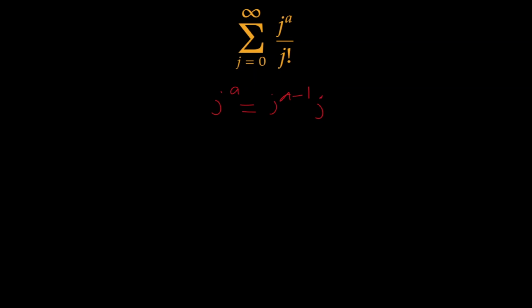The interesting thing here is what happens to our sum. Our sum then becomes the sum from j equals 0 to infinity of j to the a minus 1. But note that we have a j factorial in the bottom, which can be expanded as j times j minus 1 factorial. As such, we have a j in the numerator and j in the denominator, and those cancel. So what this leaves us with is a j minus 1 factorial.